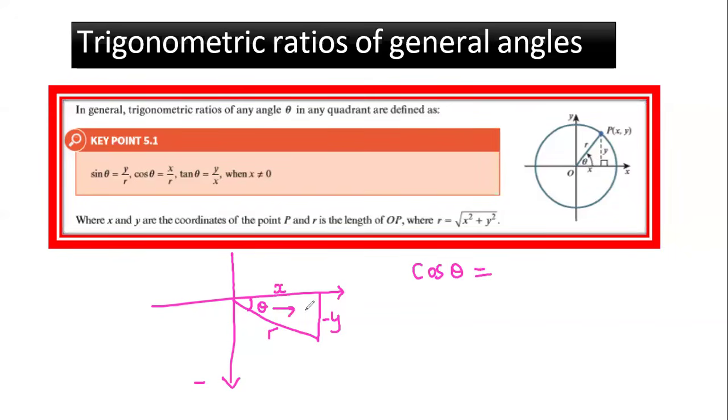you know that this is the opposite, this is the adjacent, and this is the hypotenuse. So cos is given by adjacent out of hypotenuse, so cos is positive. But sine of theta is given by opposite, which is negative y, out of hypotenuse, which is r. So you notice that sine is negative. That's why we say that in the fourth quadrant, sine is negative. So that's how it comes about.